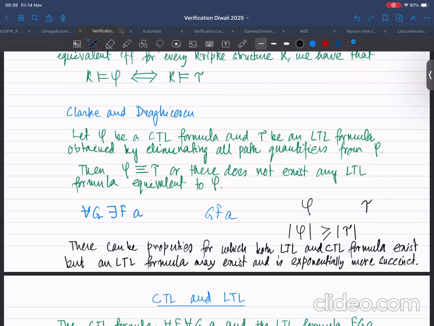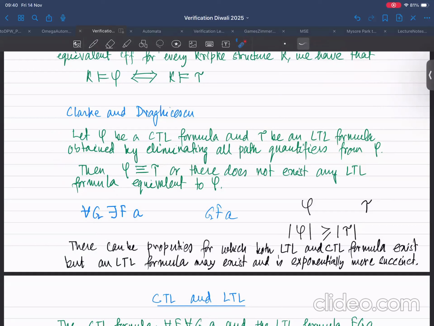Essentially, if you are given a CTL formula and you remove the path quantifiers, you may get an equivalent LTL formula, but there may also exist other LTL formulas which are exponentially more succinct. This result says that if I give you a large CTL formula, you remove the path quantifiers, you may get an equivalent LTL formula, but there may also exist other LTL formulas which are exponentially more succinct.